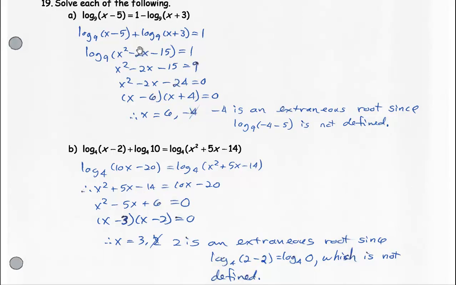Now, 6 is okay. When I put 6 in here, 6 minus 5 is positive, 6 plus 3 is positive. Okay, that's okay. But when you put negative 4 in here, negative 4 minus 5 is negative, and you cannot take the log of a negative value. Same here, negative 4 plus 3 would be negative 1. So negative 4 is not a solution. So 6 is the only solution here.